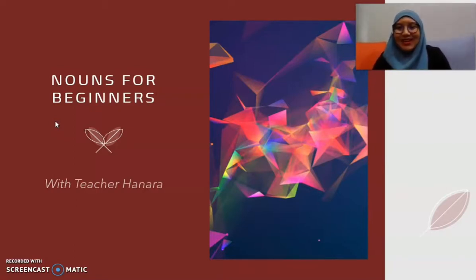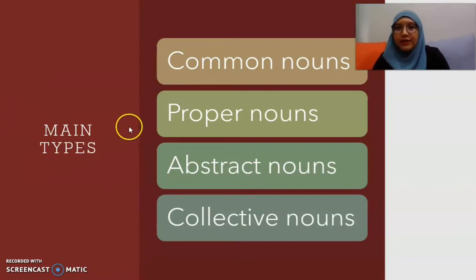Alright, so the first topic, like I mentioned in the previous video, I wanted to start with the very beginning, parts of speech. And of course, you have to start with nouns. So nouns are names of anything. It can be a person, place, thing, or even something abstract that you cannot see. The main types of nouns are common nouns, proper nouns, abstract nouns, and finally collective nouns.